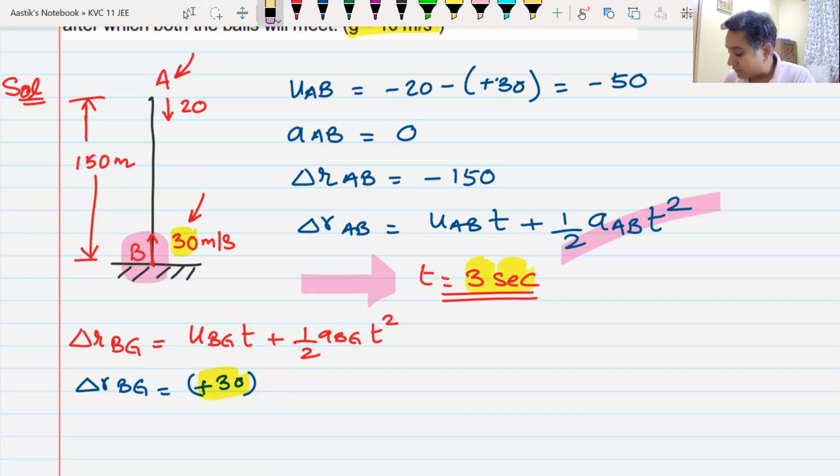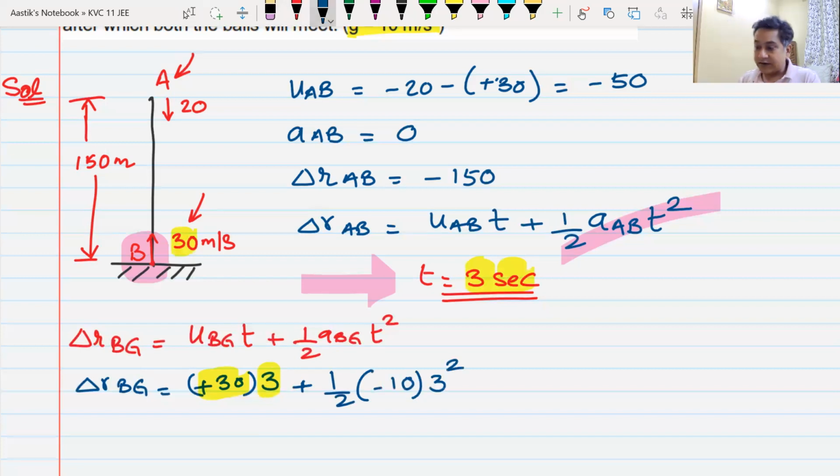Why have I not written 3? I should write 3. So multiplied by 3 plus half. What is the acceleration of B with respect to ground? It is minus 10. Don't forget this, into 3 square. From here, you will get the displacement, how much B has moved with respect to ground, and that is where they are going to meet.